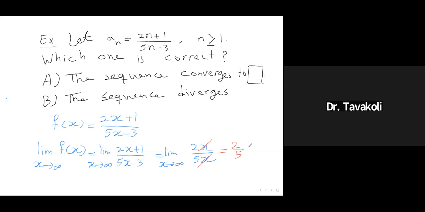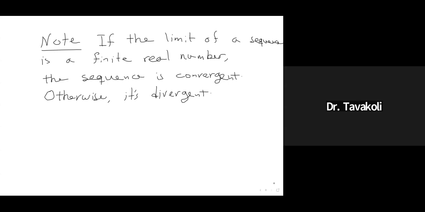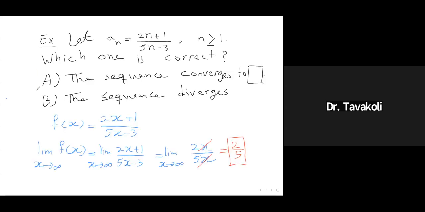You could have obtained the same result by using L'Hopital's rule. So I got a finite number. According to this note, if the limit of a sequence is a finite real number, the sequence is convergent. So here the sequence converges to 2/5.